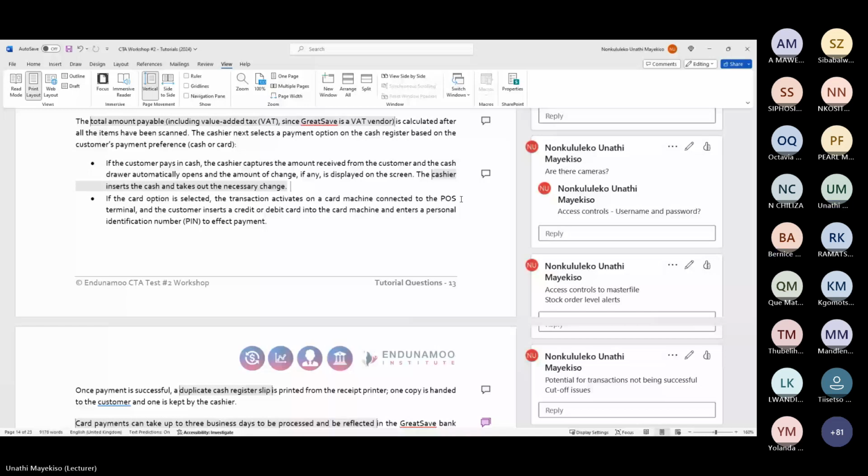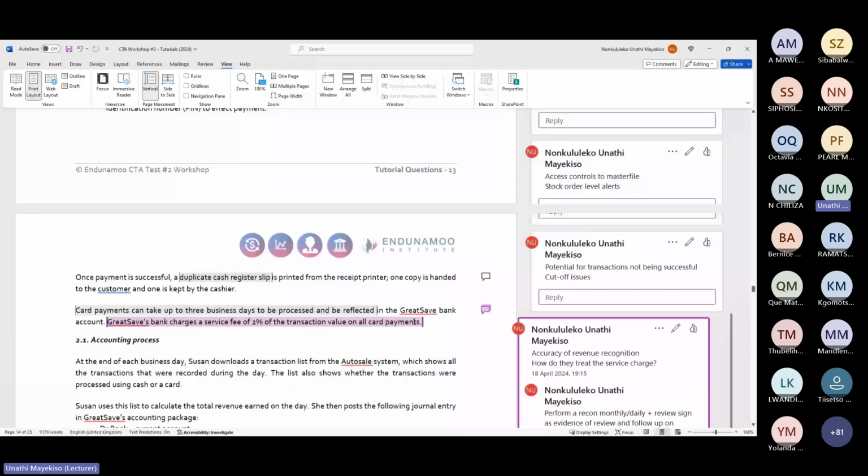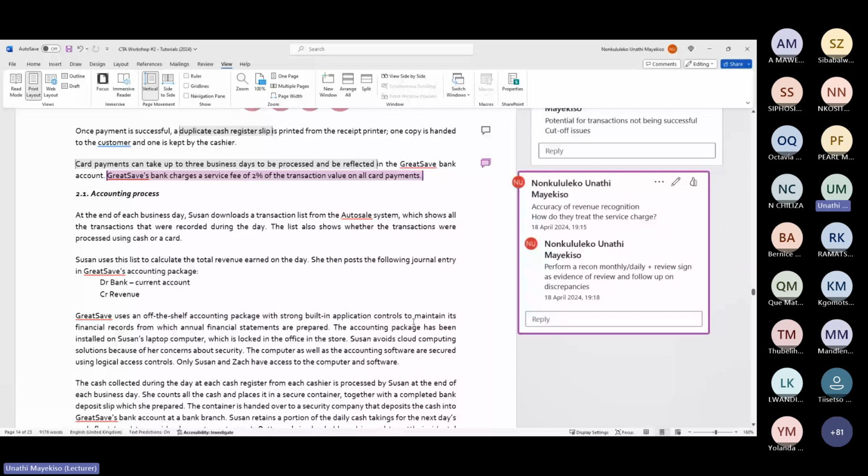Okay, cool. The accounting process. At the end of each business day, Susan downloads a transaction list from the auto sales system, which shows all the transactions that were recorded during the day. The list also shows whether the transactions were processed using cash or a card. Susan uses this list to calculate the total revenue earned on the day. She then posts the following journal entry in Great Save's accounting package.